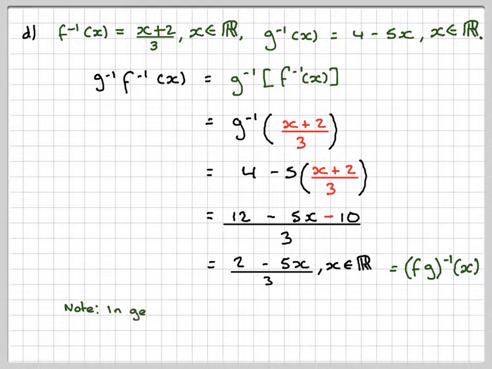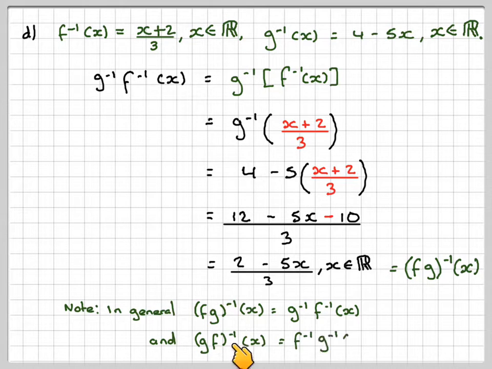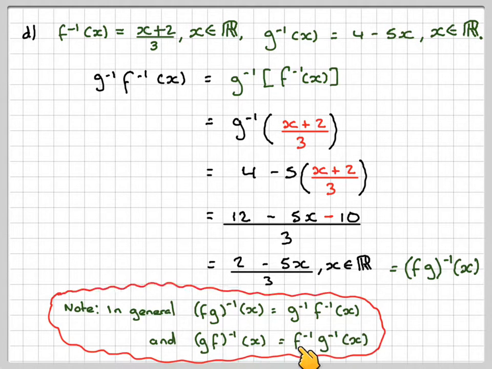So in general, fg to the minus 1 of x is equal to the composite of g to the minus 1, f to the minus 1 of x, and gf to the minus 1 of x is equal to f to the minus 1 of x, g to the minus 1 of x. That's just a general rule. Don't need to remember it.